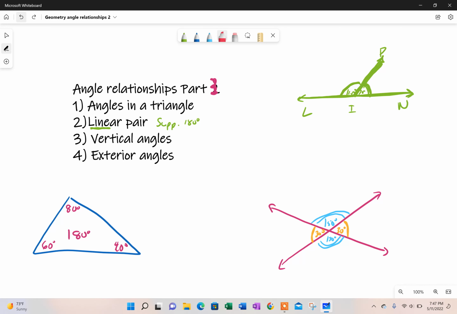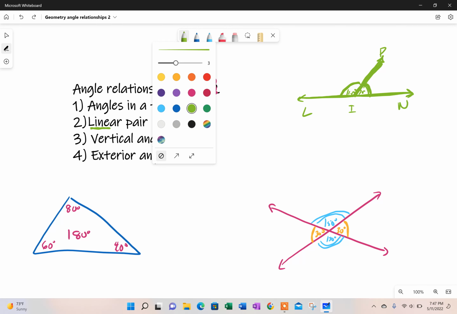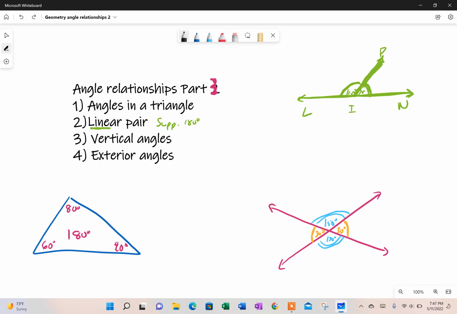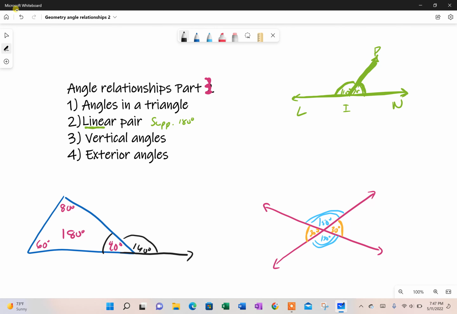And then finally, exterior angles. So exterior angles are pretty cool. It's basically the angles outside and extended. So here I have an angle of 40 degrees, which means that this angle here has to be 140 degrees. This angle here is 80 degrees. So because this is a linear pair, this would have to be 100 degrees. And because this angle here is 60 degrees, this angle here would have to be 120 degrees.